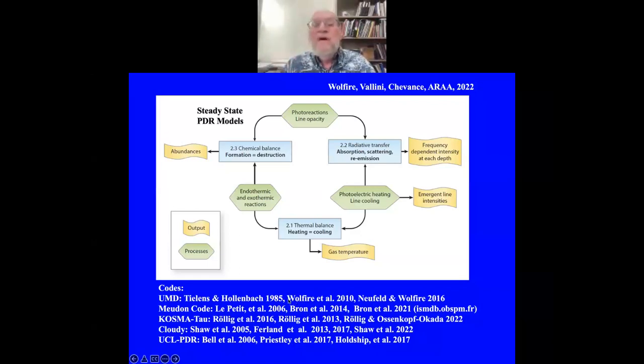Now, some of these are for plane parallel geometry or 1D spherical geometry. The KOSMA-tau code has the added feature that it can also do true spherical geometry. And the UCL PDR code has been updated to do 3D geometry and is being used in hydrodynamic simulations.